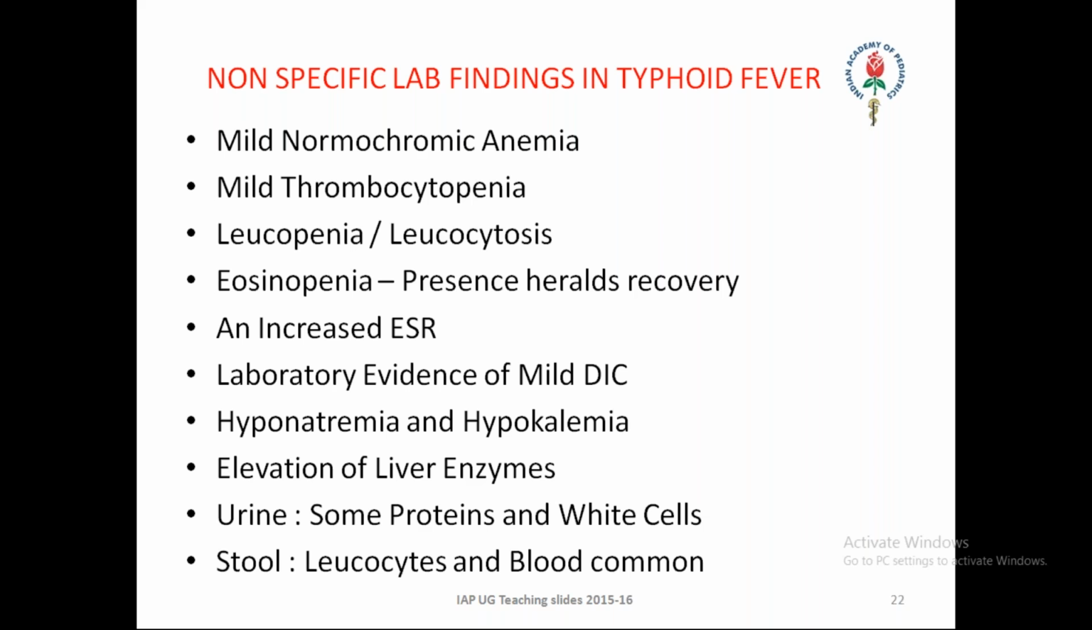For increased ESR, you have to rule out typhoid and also tuberculosis, because in both these conditions you have a chronic fever. So if mild DIC is present, see the electrolytes and elevated liver enzymes to rule out hepatitis, urine to rule out UTI, and also some proteins and white cells might be seen in enteric fever, and stool leukocytes.